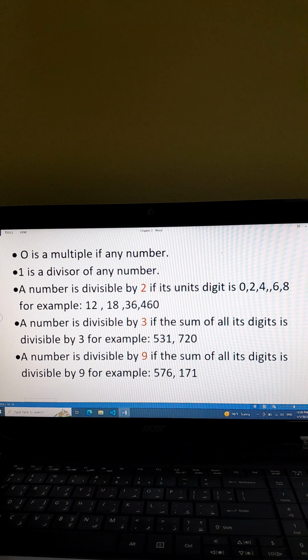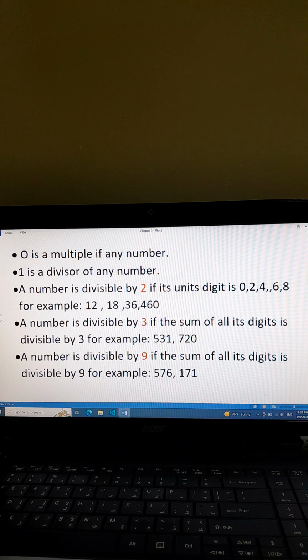Zero is a multiple of any number, and zero is a multiple of zero. And 1 is a divisor of any number. For example, 20 is divisible by 1, 456 is divisible by 1. Any number is divisible by 1.